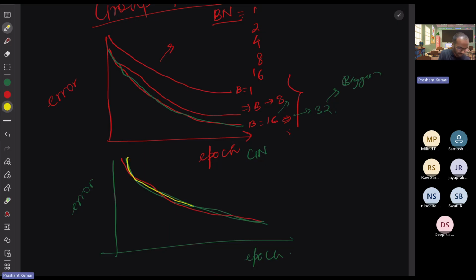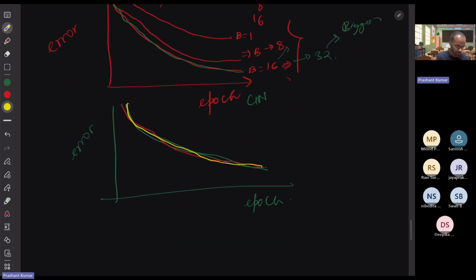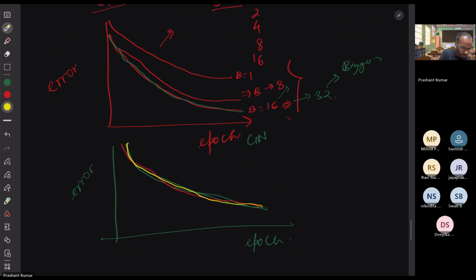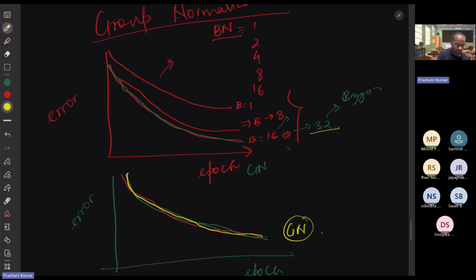So your convergence is independent of the number of groups you are creating at the input. Okay. So which is better? Obviously, in some cases batch normalization is better, and in some cases group normalization is better. But there is a problem with batch normalization: you have a hyperparameter here.